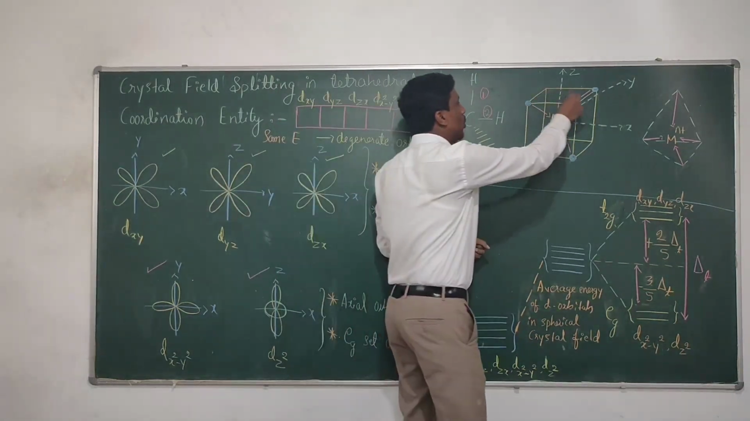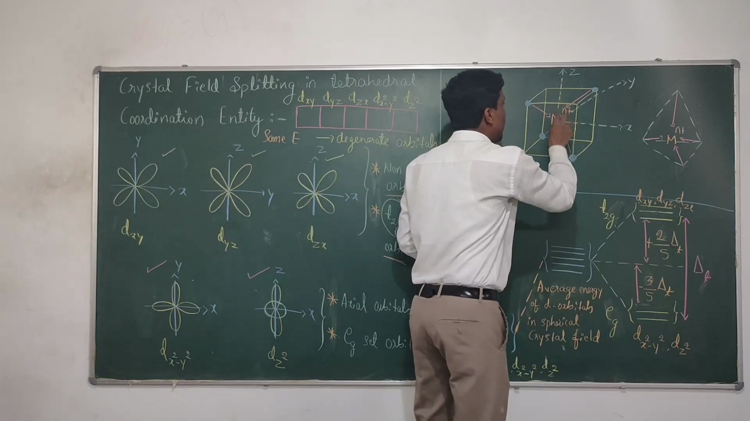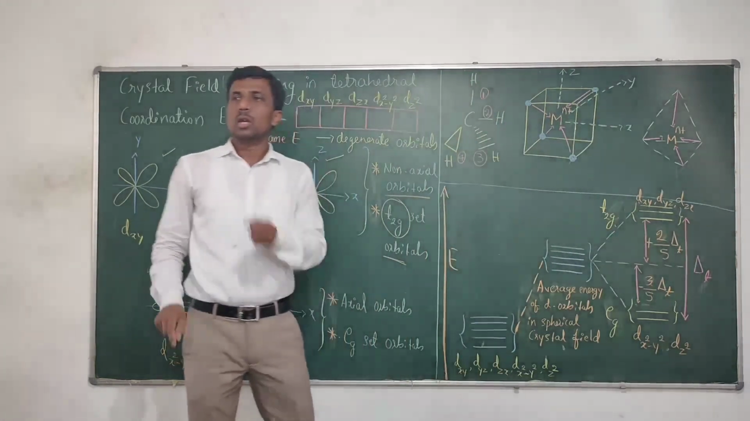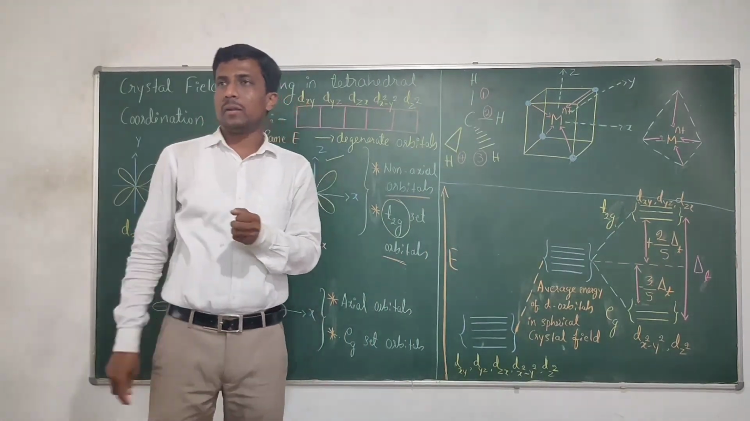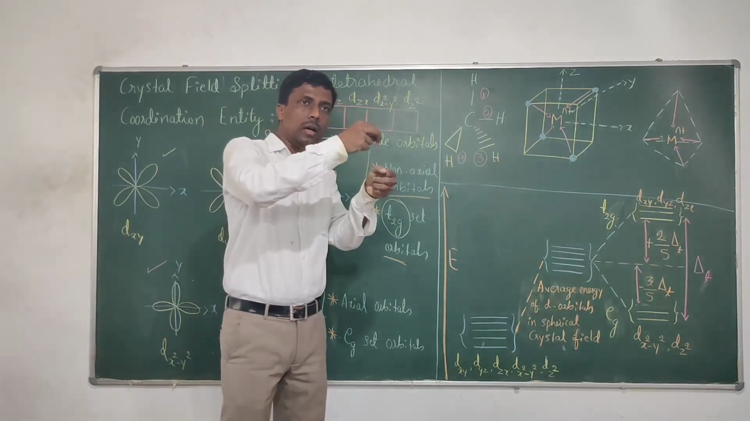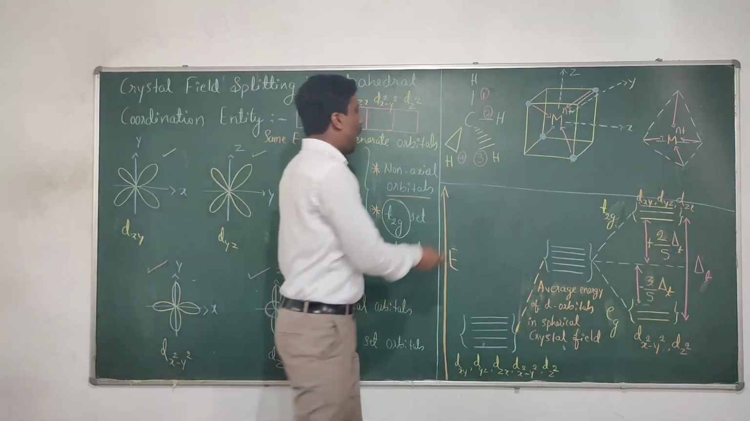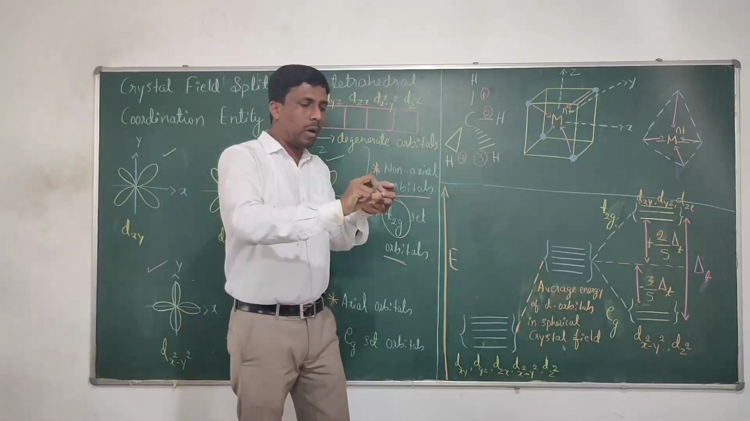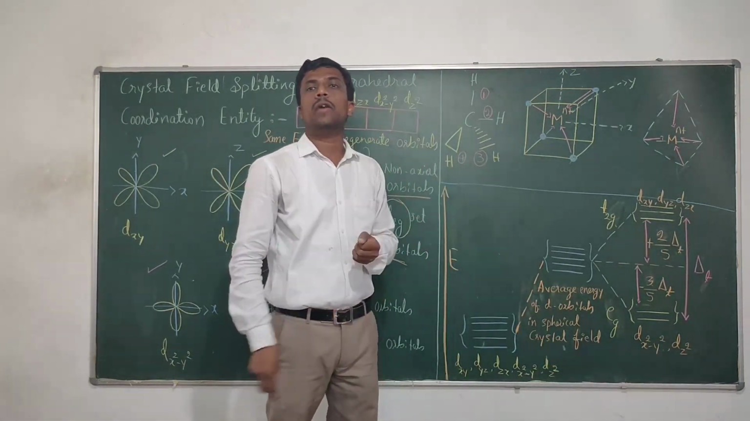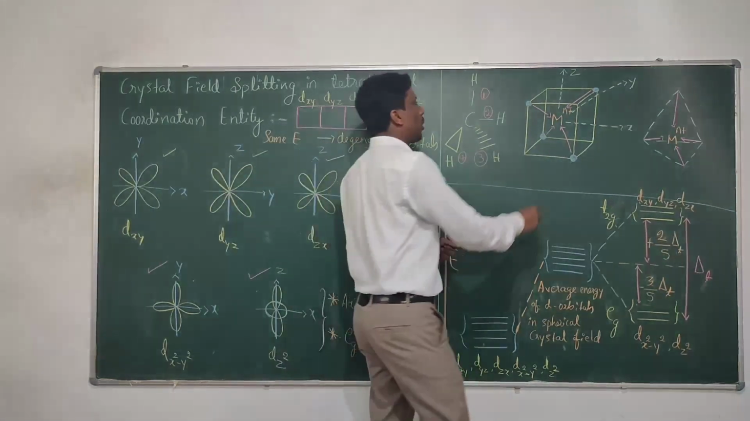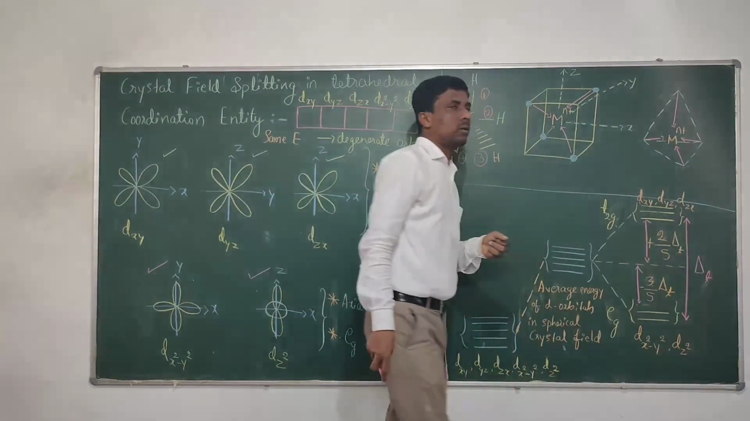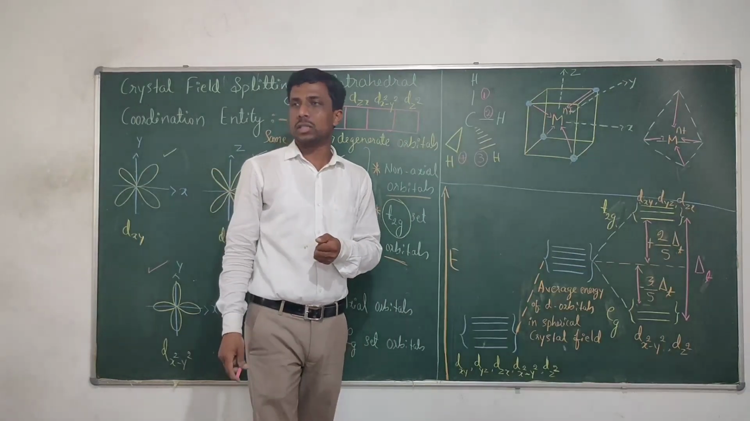And the ligands approach in tetrahedral directions. Here is the approach: two ligands are in the same plane. They are approaching like this, here and here. And the remaining two, one is towards you, another one is away from you. And I have shown the coordinates also here.